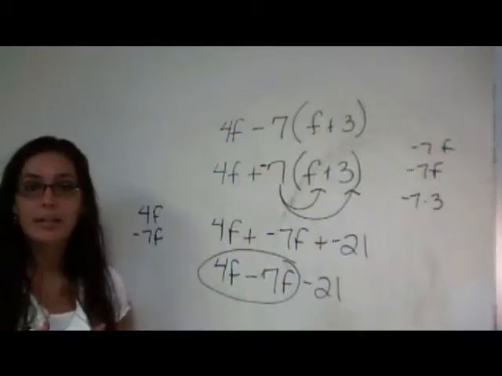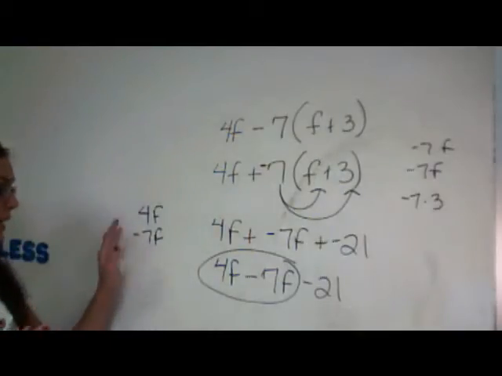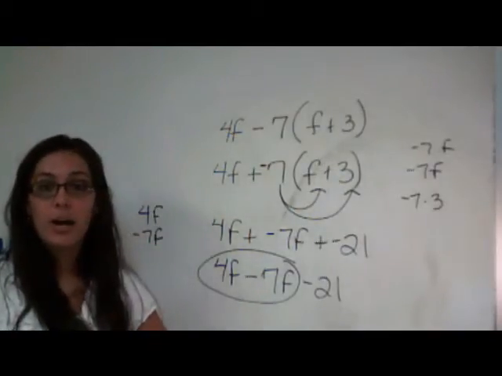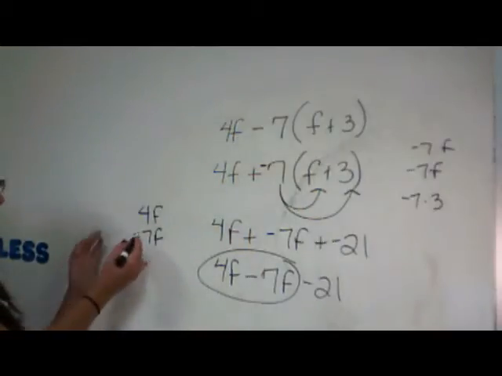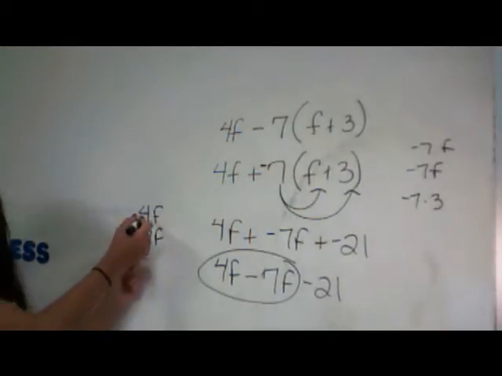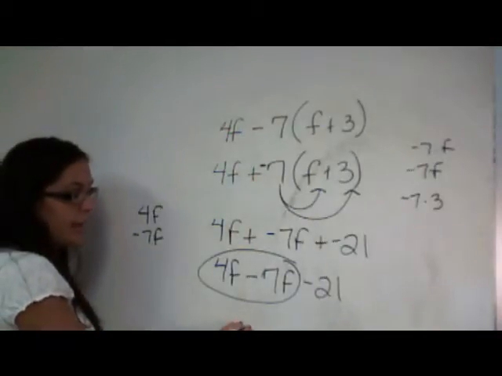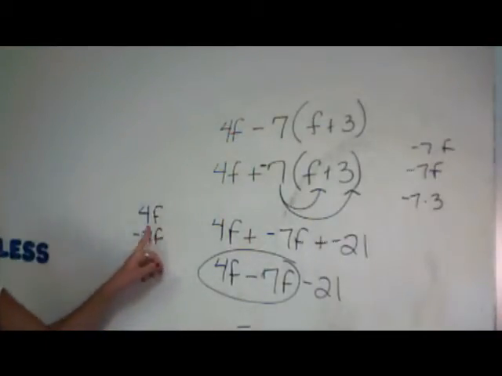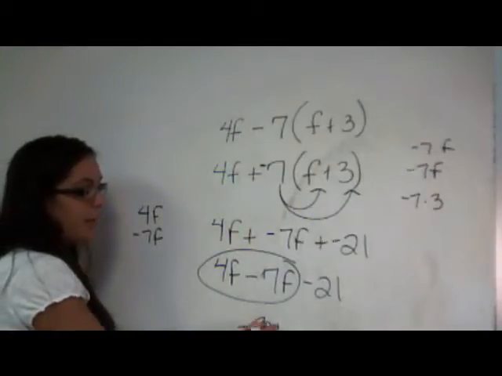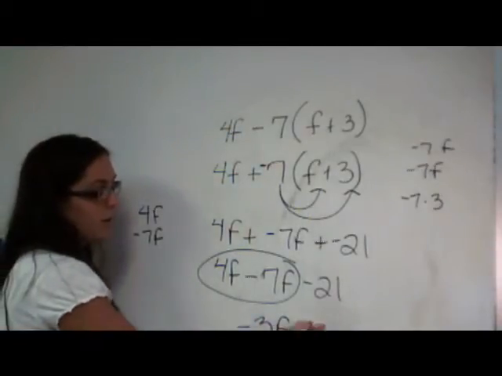The rule with adding integers is if we're subtracting, we're going to take the sign of the larger absolute value. Here we have different signs, a 7 and a 4. Because it's negative, we're going to take the sign of the larger one, so our answer is going to be a negative. Now we're going to subtract. 7 minus 4 is 3, and then we keep that f with it, minus 21.